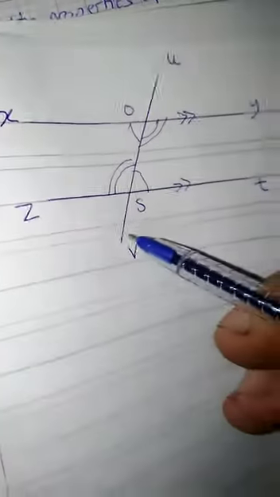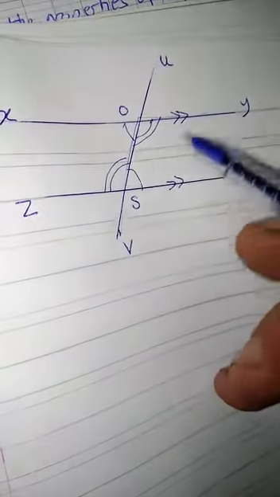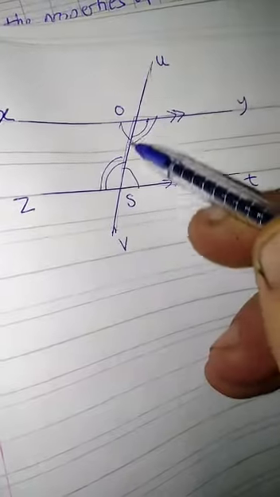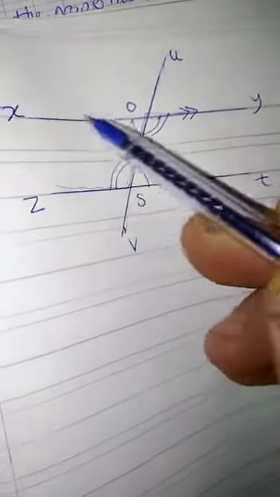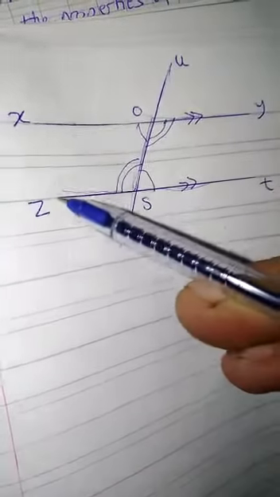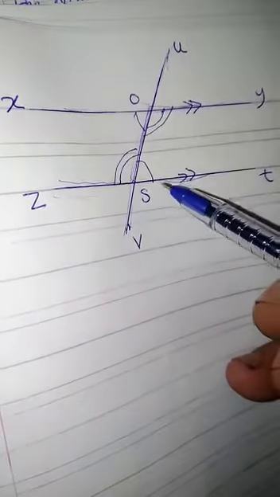Also, if we move to the F shape, this is the F shape. If you see, this is another F shape. This is also an F shape here. This is another F shape. F shape means corresponding angles.